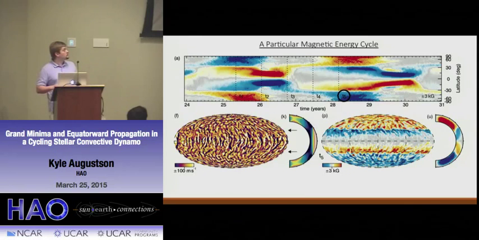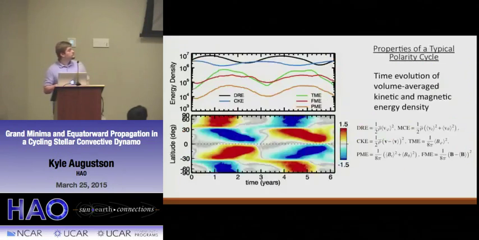As we move close to the next maximum, you can see that the poles have been spun up, and as the cycle proceeds, those will spin down again, and you're starting to see the influence of the wreaths on the convection again.